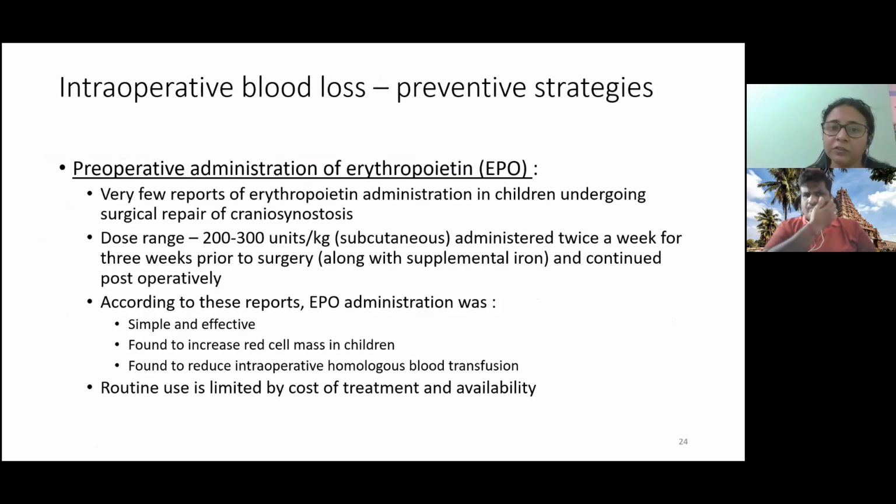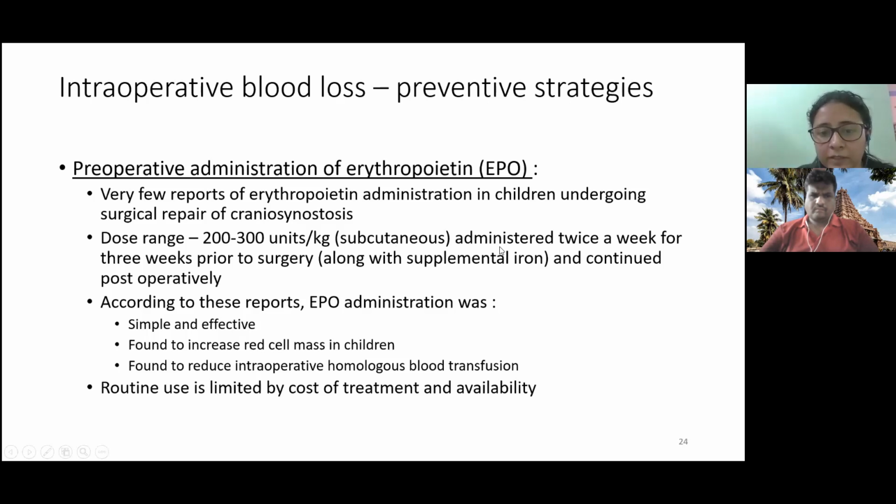Coming to preventive strategies. Preoperative optimization is the first and foremost thing, and preoperative administration of erythropoietin has been reported in these children. Although the reports are not as abundant as in the adult population, from the reports which are available, the dose range that has been used is 200 to 300 units per kg through the subcutaneous route, administered twice a week for 3 weeks prior to surgery, in addition to supplemental iron and continued post-operatively.